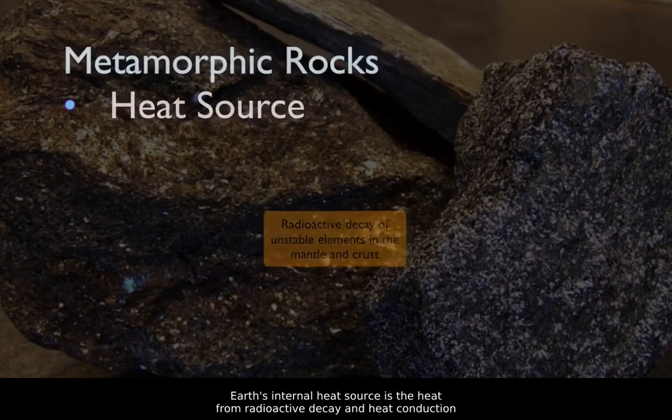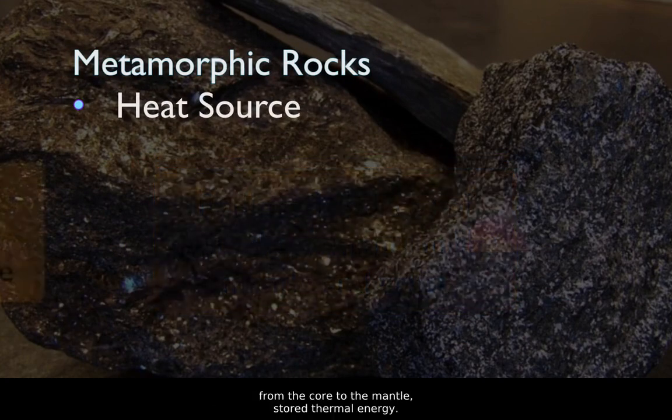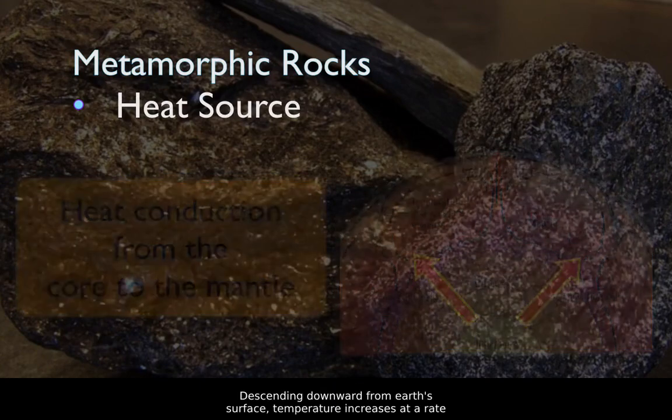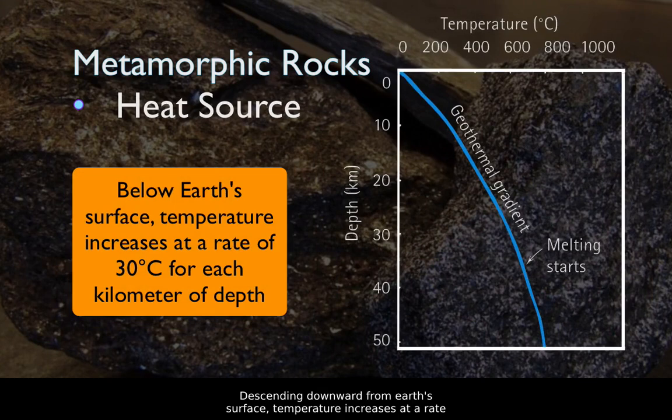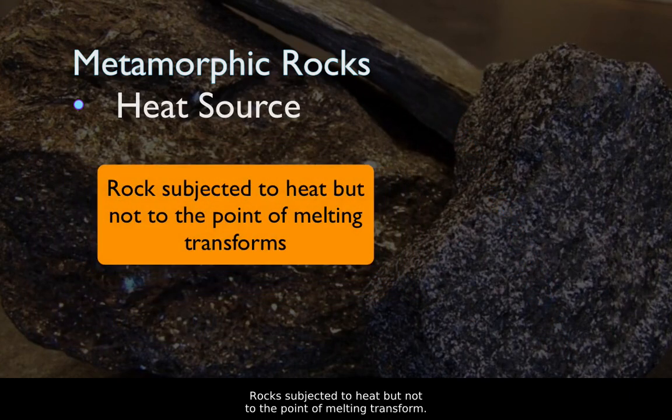Earth's internal heat source is the heat from radioactive decay and heat conduction from the core to the mantle, stored thermal energy. Descending downward from Earth's surface, temperature increases at a rate of 30 degrees Celsius per kilometer. Rocks subjected to heat, but not to the point of melting, transform.